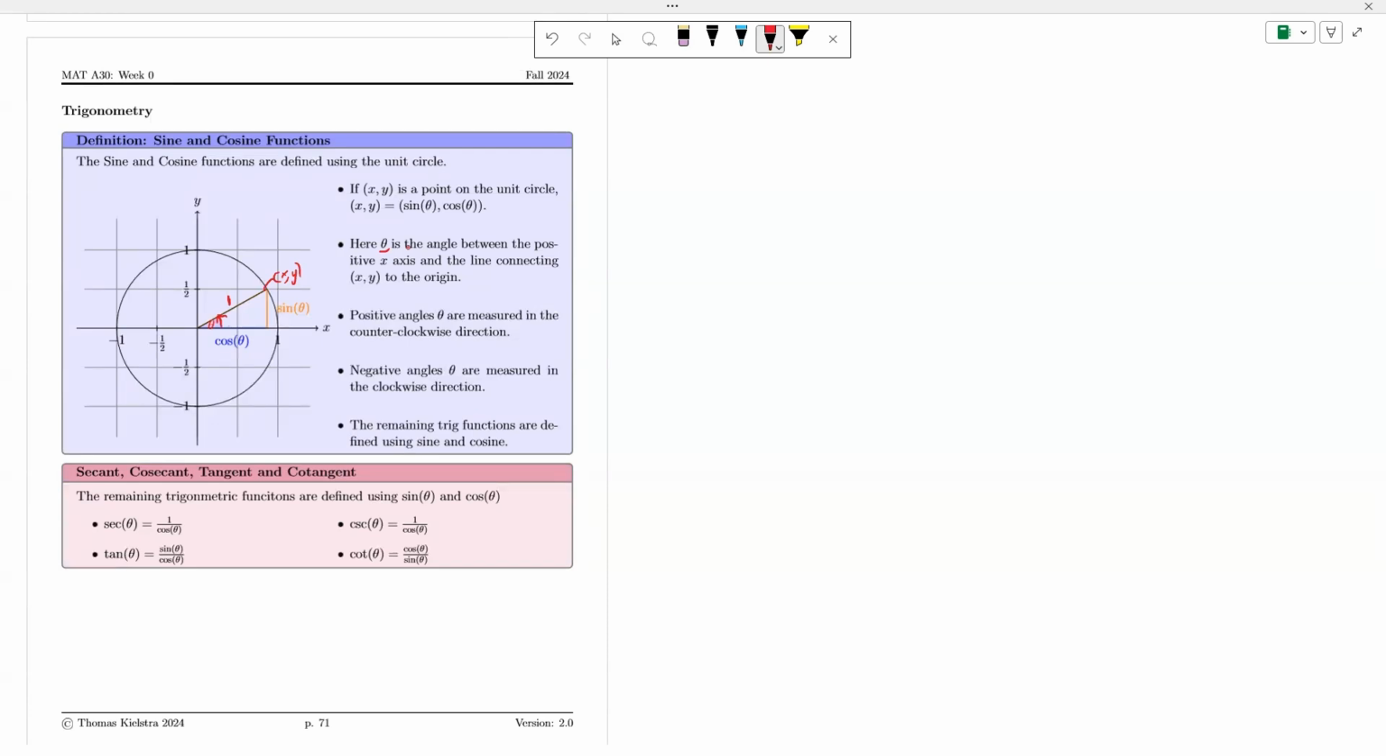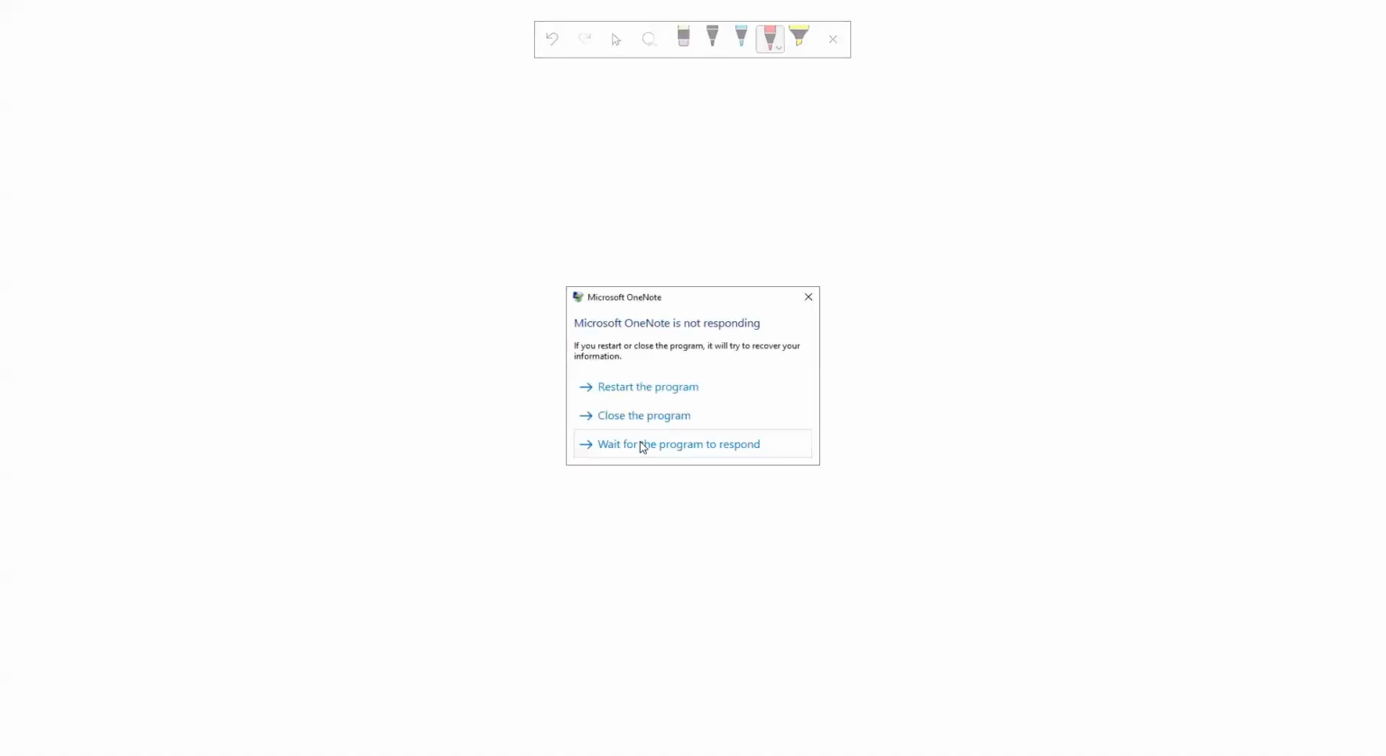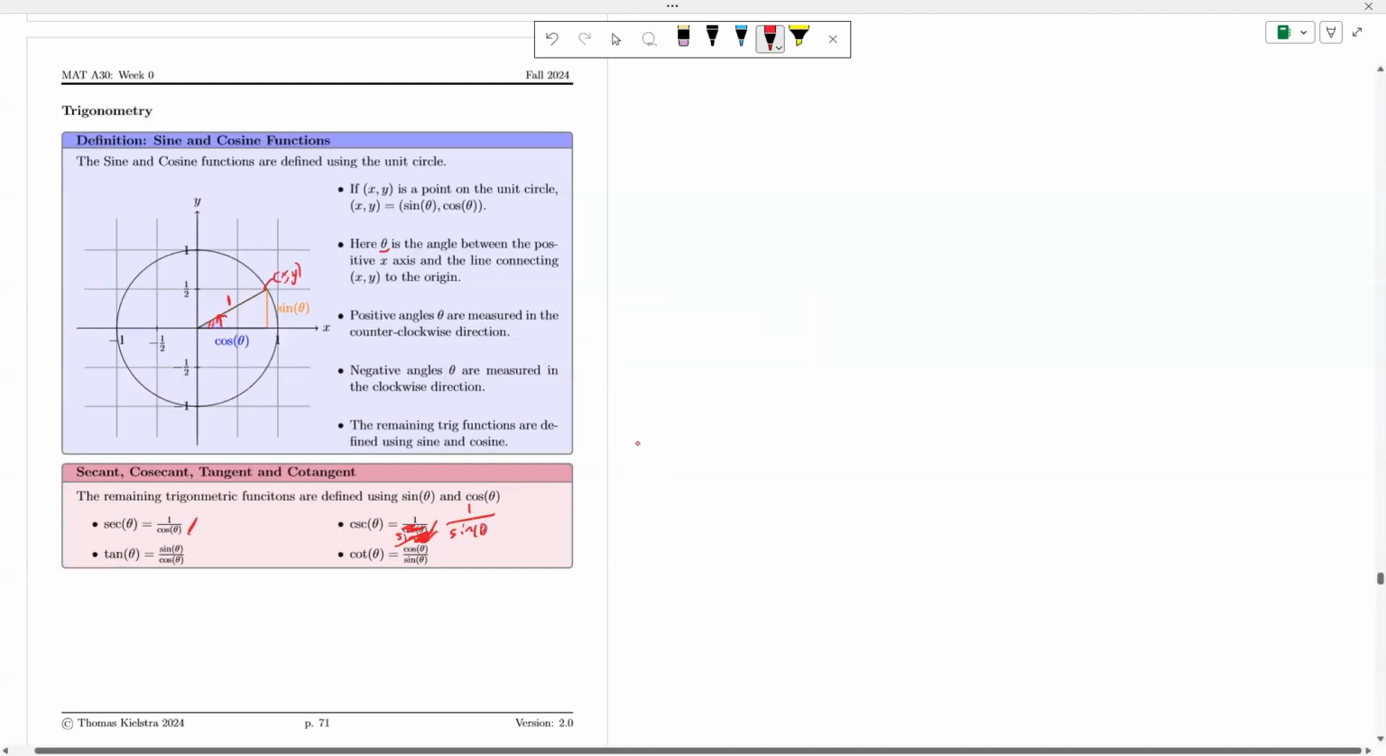With this understanding of sine and cos, we define our remaining trig functions. Secant is 1 divided by cos. Cosecant is 1 divided by sine of x. Let me just write this out, 1 over sine theta. Tan of theta is sine theta over cos theta, and cotan of theta is cosine theta over sine theta.